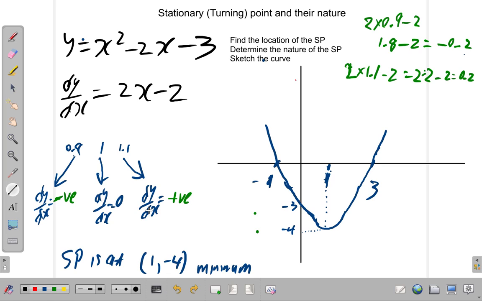Now, is there yet another way to find out the nature of the stationary point? Let's see in another video. I will see you in the next video.